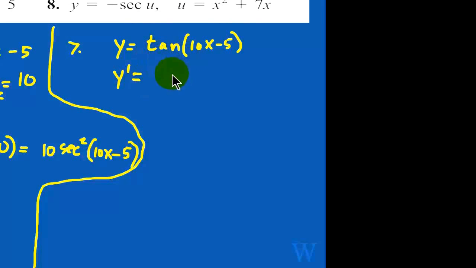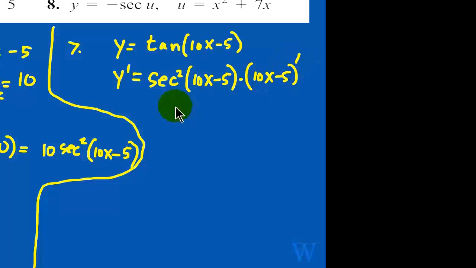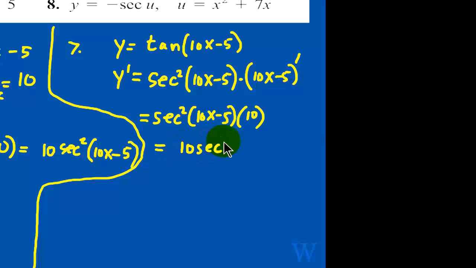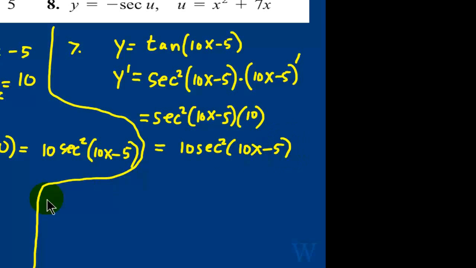So what is the derivative of tangent? It's secant squared of 10x minus 5. And then we don't stop there. We take the derivative of 10x minus 5. So that's equal to secant squared of 10x minus 5 times the derivative of 10x minus 5, which is 10, which is equal to 10 times secant squared of 10x minus 5.